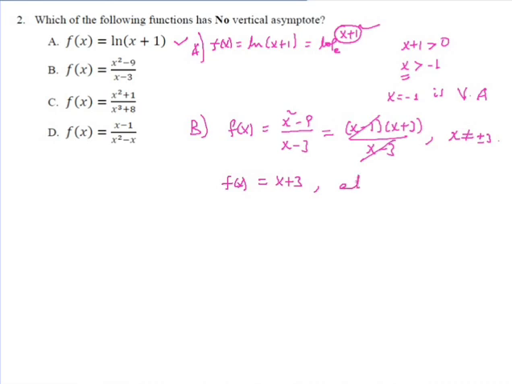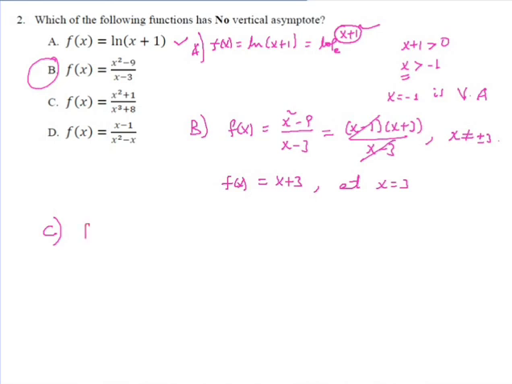At x equal to 3, the function has a hole. So there is no vertical asymptote for the function in B. So this has no vertical asymptotes. You can check that the remaining two functions, the functions in C and D, will have vertical asymptotes.